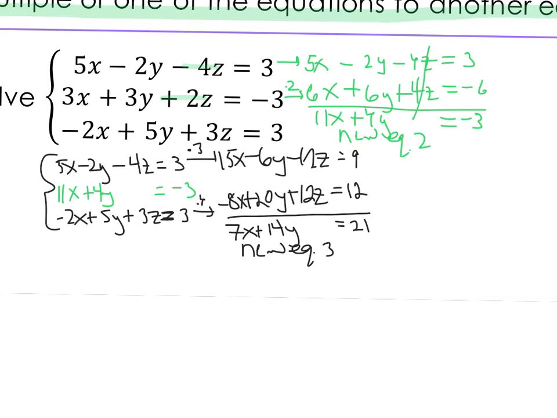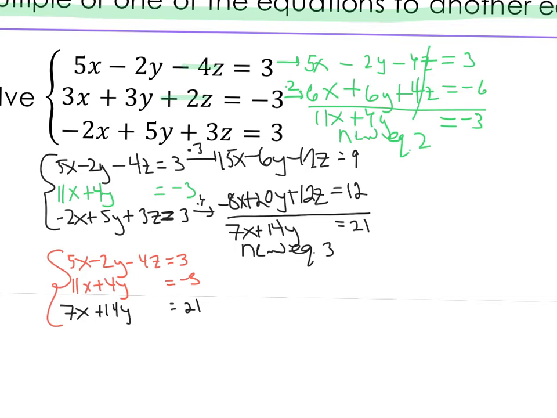Okay, so now when we rewrite our system, I'm going to take from the previous step equation 1, 5x minus 2y minus 4z equals 3, my green equation 2, so 11x plus 4y equals negative 3. In my new equation 3 that we just found, 7x plus 14y equals 21. Okay, so now we have to get rid of either x or y using equations 2 and 3.